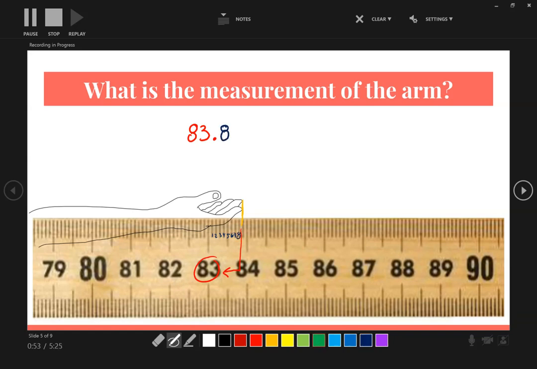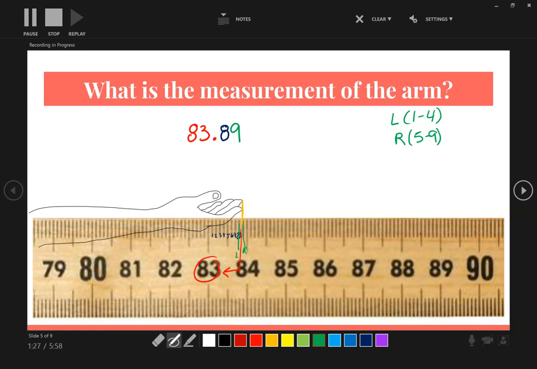And how do we figure out that last digit? Remember, it is estimated. So we're going to estimate between the left line and the right line. So again, if it's closer to the left, it's going to be an estimate of 1 to 4. If it's closer to the right line, it'll be an estimate of 5 to 9. So which side do we think it's closer to? I think it's closer to the right. And I think it's pretty close to the end, so I'm going to estimate that it's a 9.